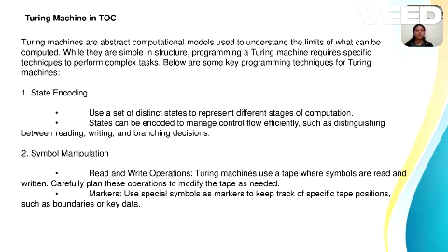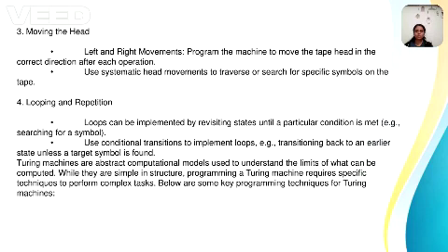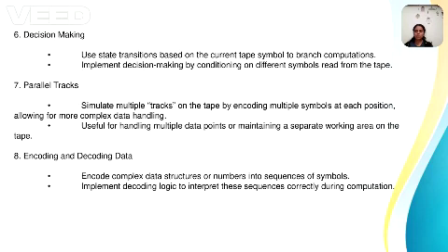Firstly, Turing machines. Turing machines are abstract computational models used to understand the limits of what can be computed. While they are simple in structure, programming a Turing machine requires specific techniques to perform complex tasks. Below are some key programming techniques of Turing machines. They are state coding, symbol manipulation, moving the head, looping and repetition, decision making, parallel tracks, and encoding and decoding data.